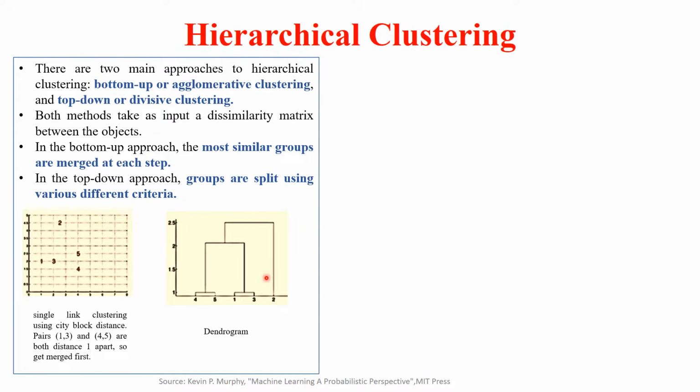This is the dendrogram, the visual representation of the merging. You could see 1 and 3 are merged at first, and 4 and 5 are merged because they are distance 1 apart, after which these two clusters are merged, and at the next level 2 is merged with this particular cluster.